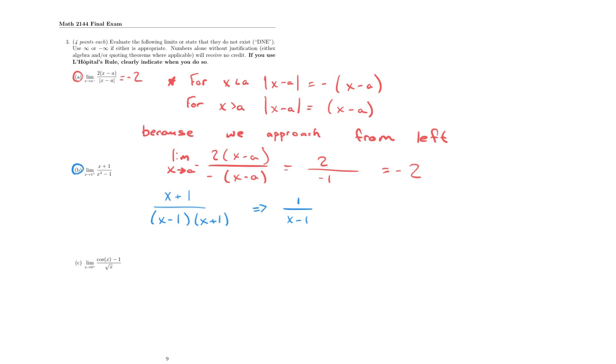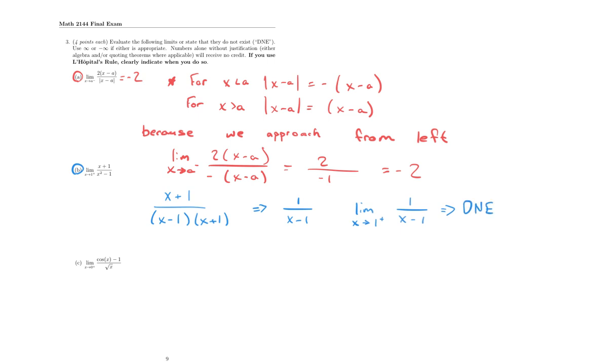my limit still isn't going to exist, right? So if I do my limit as x approaches 1 from the right, I have 1 over x minus 1. This here is still going to diverge. So our value here, we can go ahead and say that it does not exist.